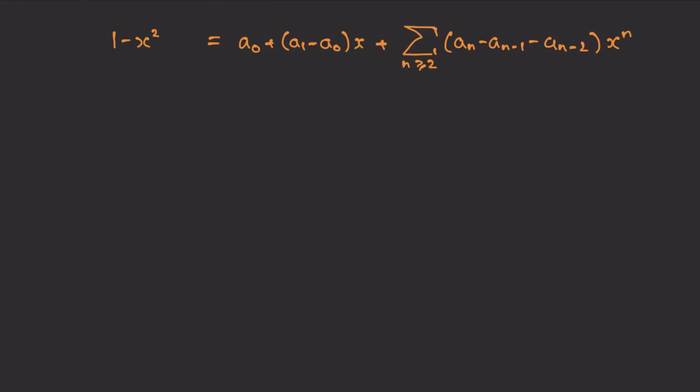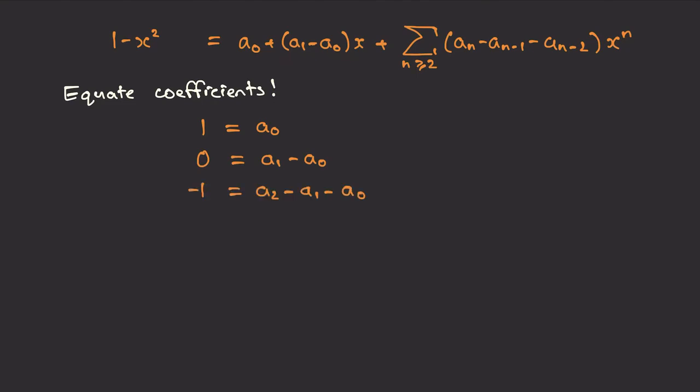In fact, you can think of this one equation as a system of infinitely many equations, one for each coefficient. The first equation says that the constant term on the left is equal to the constant term on the right, so 1 equals a0. The second equation says that 0, which is the linear term on the left, is equal to a1 minus a0, the linear term on the right. We get a similar equation for the coefficient of x squared, and the coefficient of x cubed, and so on.